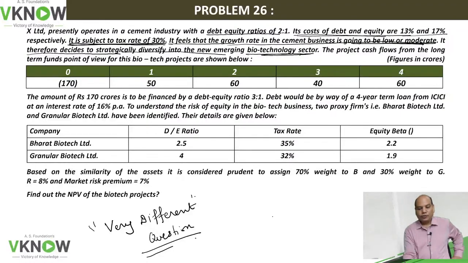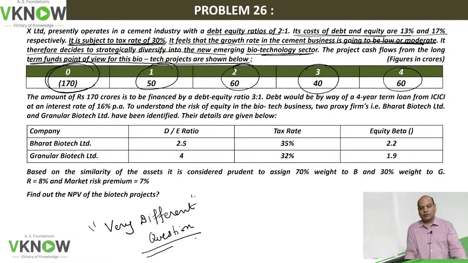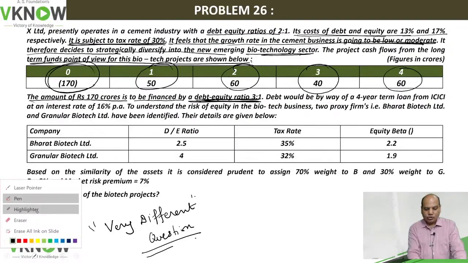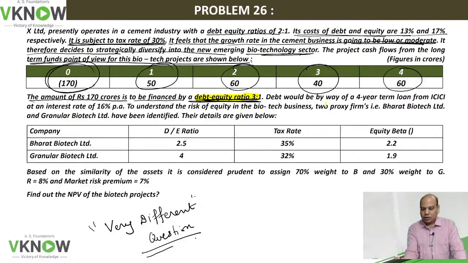The project cash flows from the long-term fund point of view are shown below. Year 0 outflow, year 1, 2, 3, 4 cash inflow. The amount of rupees 170 crore will be financed by debt and equity in the ratio of 3:1. Debt would be by way of a 4-year term loan from ICICI Bank at an interest rate of 16% per annum.